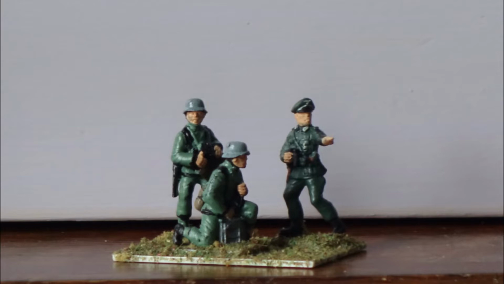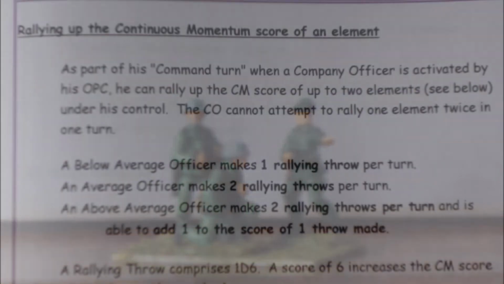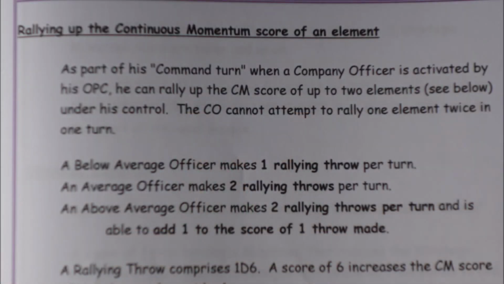Now, if you look at page 32 of Fight Your Own Battles, you'll see that if he's a below average officer, he gets 1 throw. If he's an average officer, he gets 2 per turn. And if he's an above average officer, he also gets 2, but he's able to add 1 pip to one of the throws.